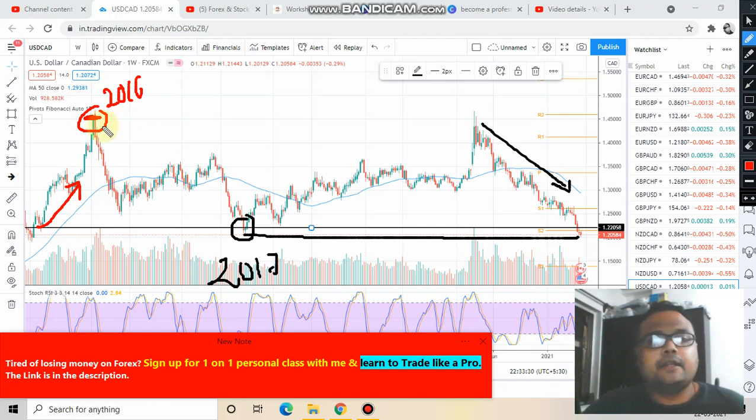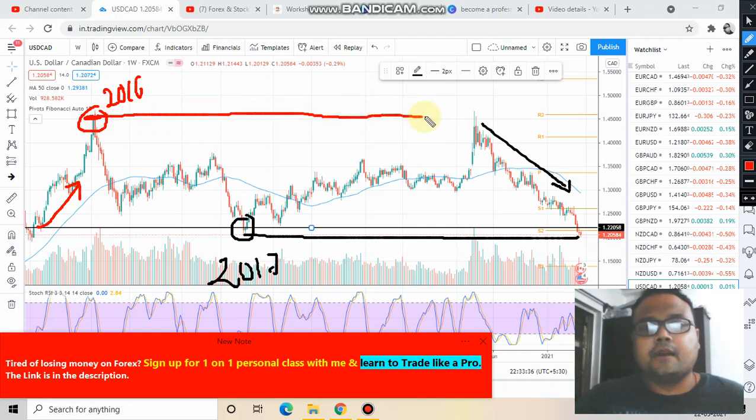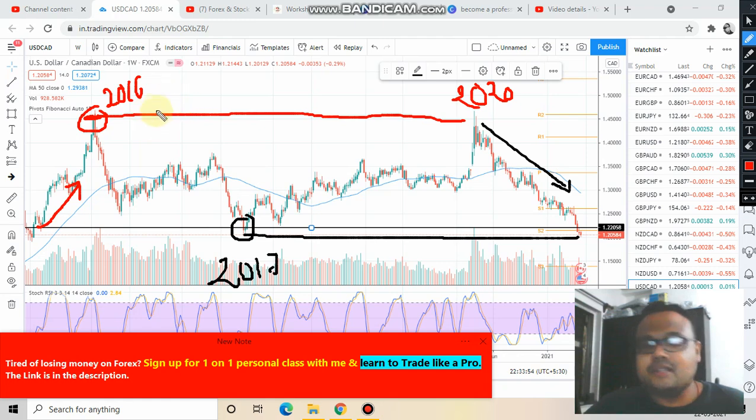So my point is, if a resistance from the year 2016 is still valid, because when market reached this high in the year 2020 again, market faced the same resistance and started going down, and after that market is still in downtrend, market could not recover till yet. So my question is, if a resistance from 2016 is valid, then the support from 2017 is also valid.